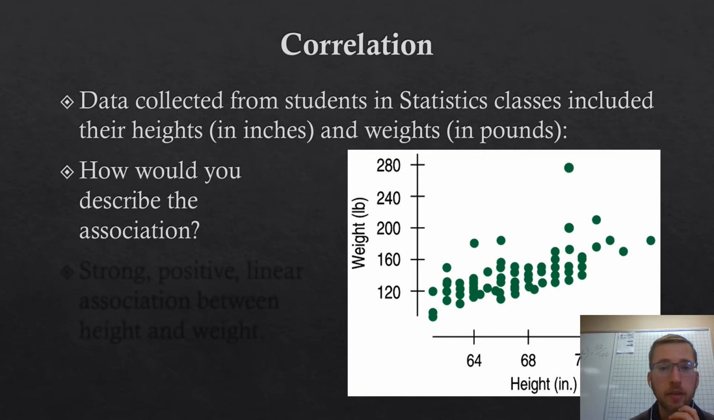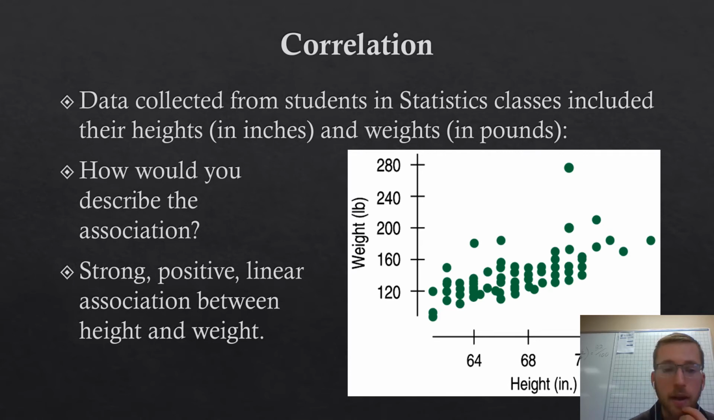So our next topic that we're going to talk about is correlation, and I'd mentioned this a little bit further back, but in this scatter plot, what we have is a collection of data on statistics students, and we've got their heights and their corresponding weights. And I want to know, how would you describe the association talking about DUFs, or direction, unusual features, form, and strength? So talk a little bit about that, take some time, pause the video, and then we'll give you the answer.